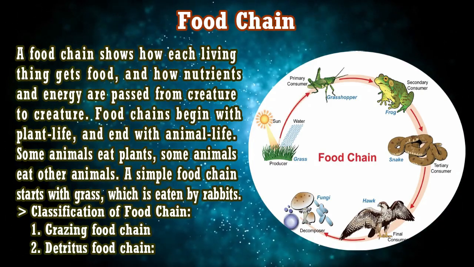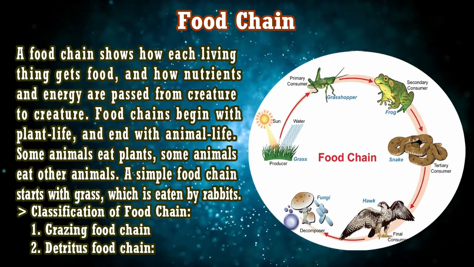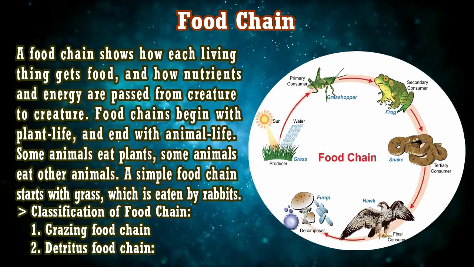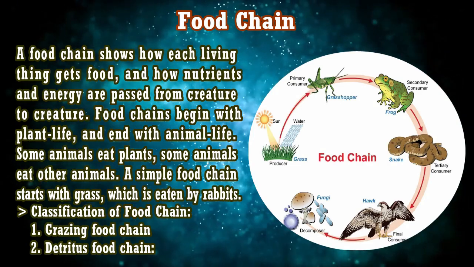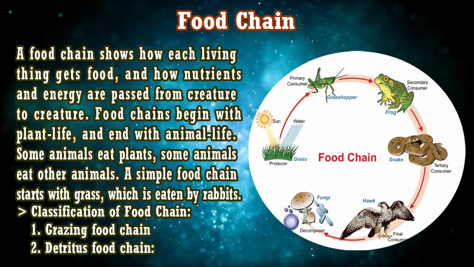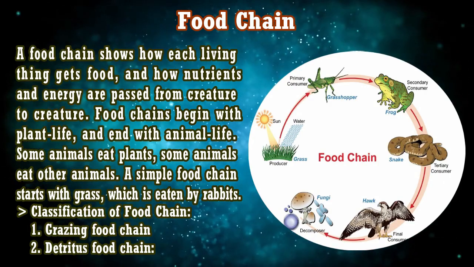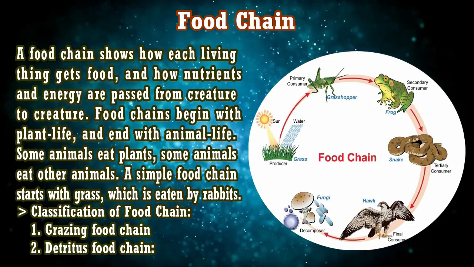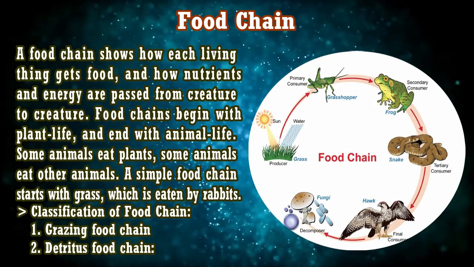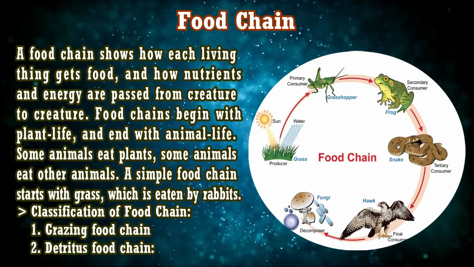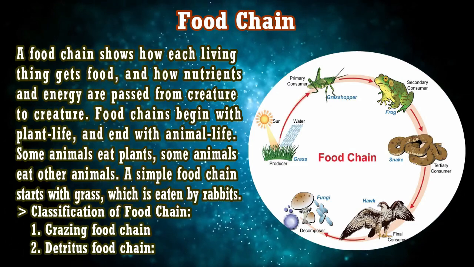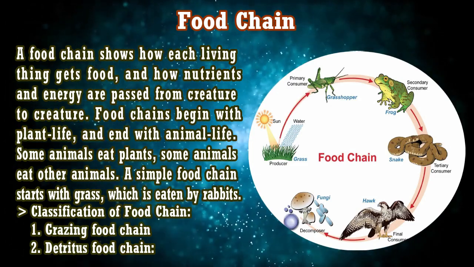Now a food chain shows how each living thing gets food, and how the nutrients and energy are passed from one creature to another creature. Okay, this starts from definitely the producers, that is the plant life, and it ends with animal life. Now some animals eat the plants and some animals eat other animals. Okay, now a simple food chain will start with grass, which is eaten by grasshopper or rabbit, and then, as I have just spoken, the grasshopper will be eaten by frog, then snake, then peacock, then hawk. Okay, this sort of thing.